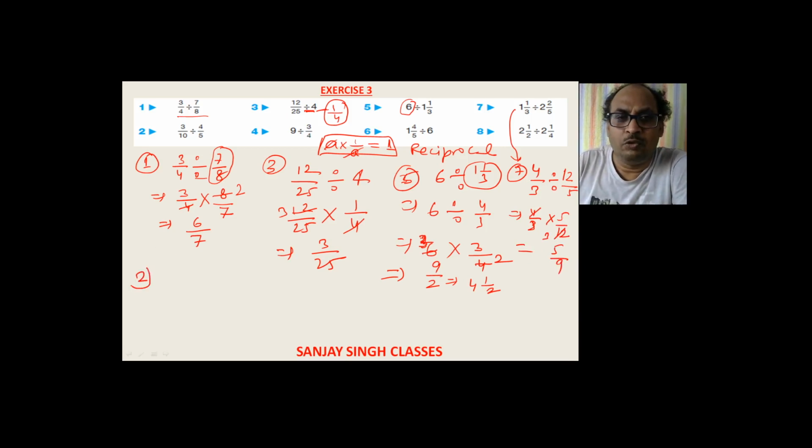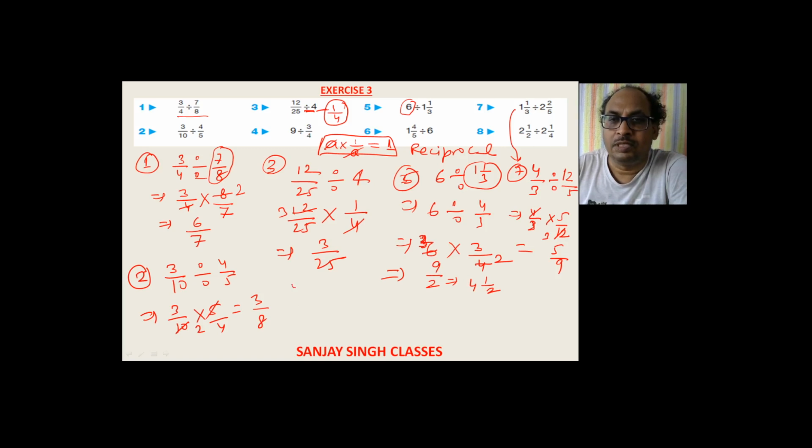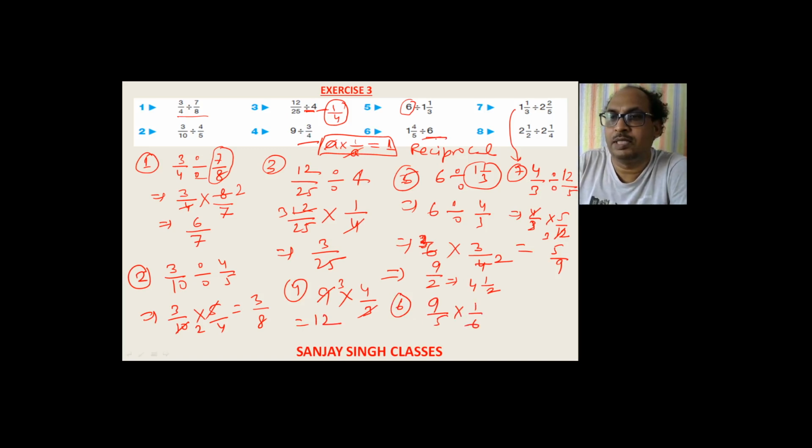Okay, so question number 2 now we have to solve. So 3 by 10 divided by 4 by 5, and it will become 3 by 10 into 5 by 4. So 5 2 are 10, it will become 3 by 8. Okay, now question number 4, it will be 9, and if we are changing that, it will become 4 by 3, here it will change, so now 3 3 are 9, and it will become the answer 12. Then question number 6. Okay, so 5 and 5 1 4, 9 by 5 into 1 by 6. Okay, here the reciprocal has become 1 by 6.